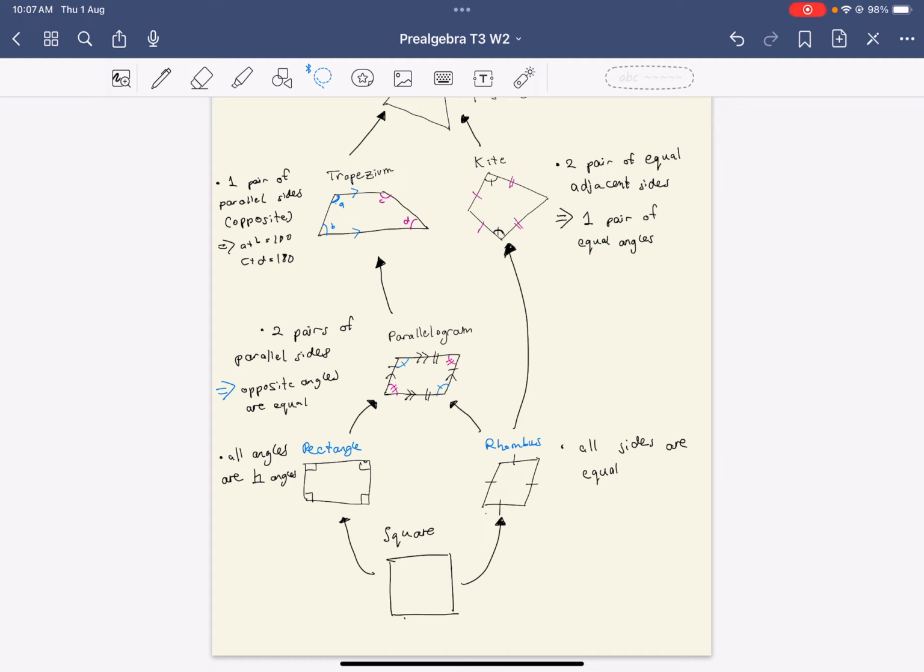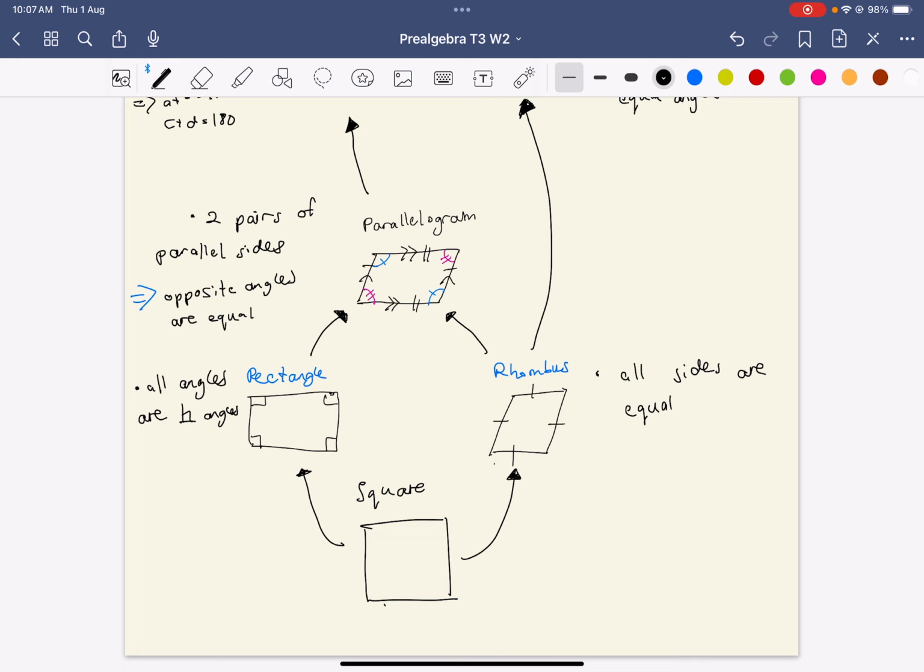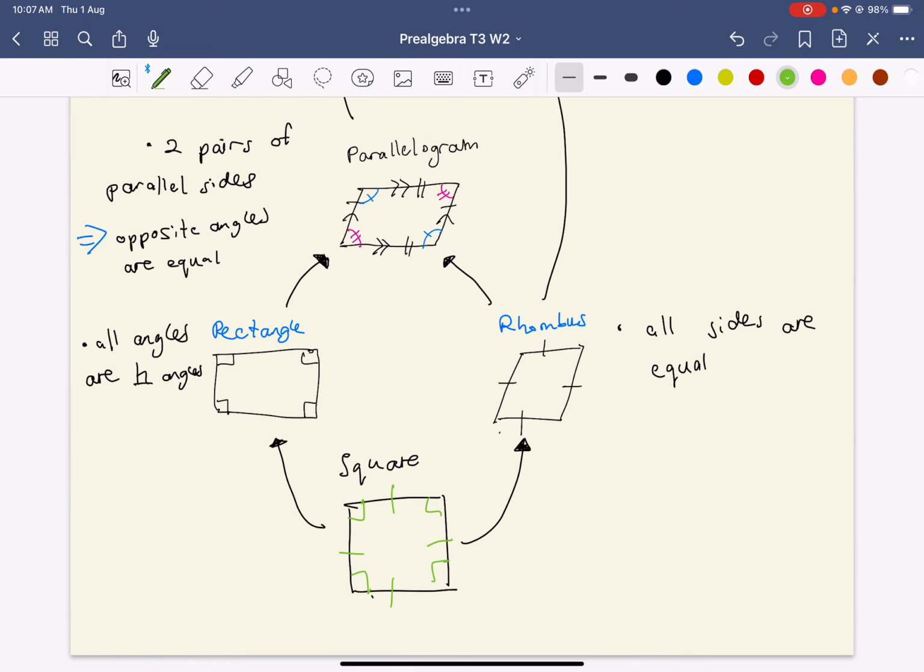And then the most special quadrilateral of them all is the square. And why is this the most special? Well, look at this. It's got the property of all right angles from the rectangle, and also that all sides are equal from the rhombus. So a square has all right angles, all sides being equal, and then all the other properties of every single shape above it. That's the most special quadrilateral that we're going to study.